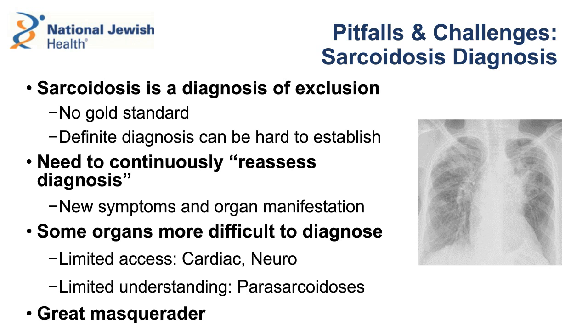So para is next to or adjacent. So a paralegal helps an attorney but is not an attorney. So parasarcoidoses are manifestations of sarcoidosis that aren't directly due to the granulomas, and a classic one is the small fiber neuropathy, which we think are a sequelae or result because of sarcoidosis, and those can also be difficult to diagnose. And then sarcoidosis is one of the great masqueraders. It's something that can present in very many different ways and can make it incredibly difficult to diagnose.